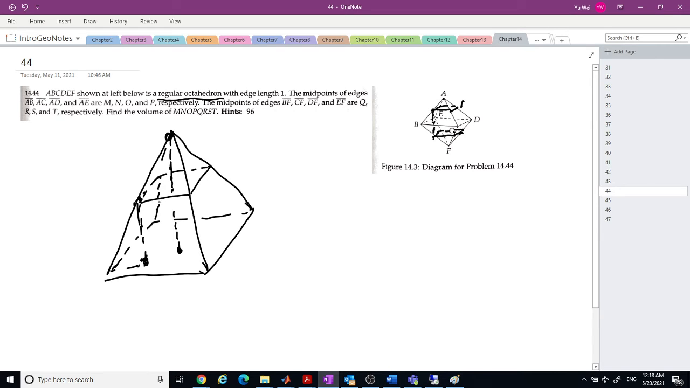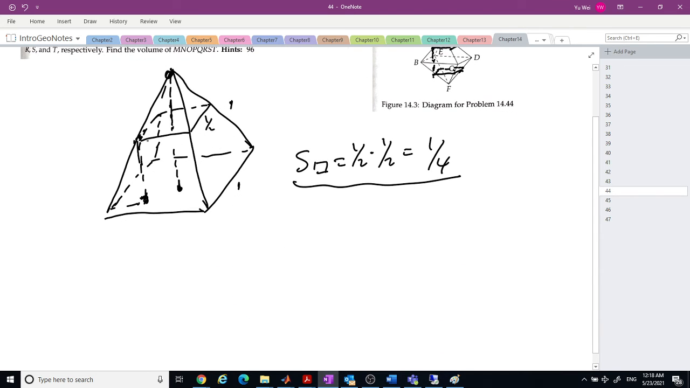So now let's see this. Everything is half, right? So the surface area, with the length of 1, this is the 1, this is the 1/2. So it's half times a half, so that is 1/4 of the surface area. So now let's calculate the half height of the regular octahedron.